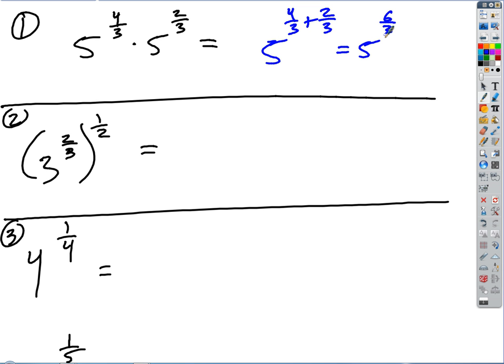All you're going to do is write the powers in terms of rational exponents, fractional exponents, use the properties of exponents to combine them, reduce the fractions, and that's it. So 25, right? Okay, what about number 2?